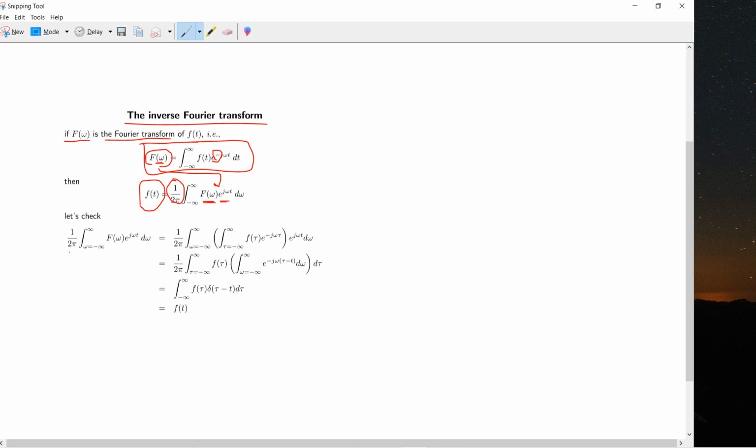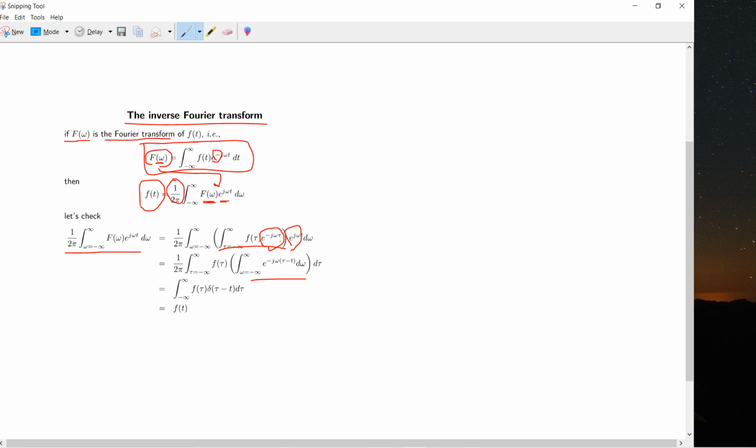Just put this in. So we put this F of omega in, and then we put this capital F of omega as its definition here. Since we already used t, now I use tau. Okay, then I can combine these two as this one, exponential of minus j omega tau minus t, d omega, and I exchange the integrals, right?